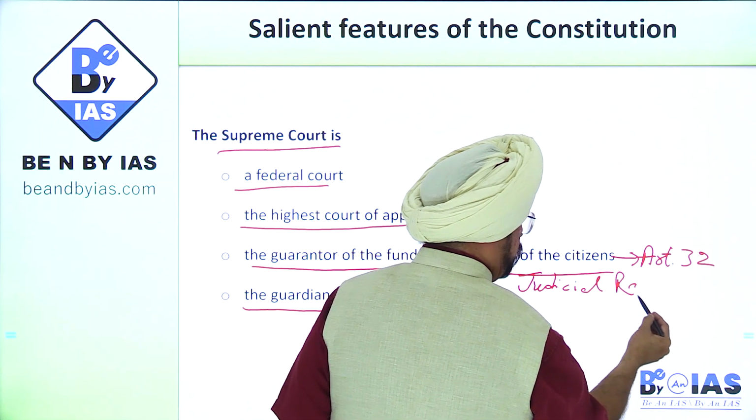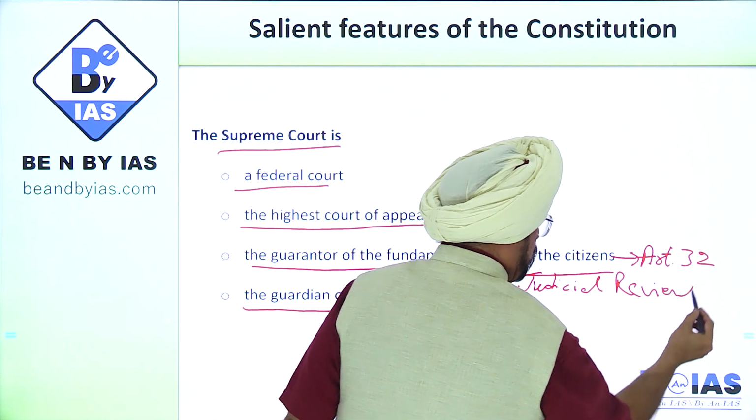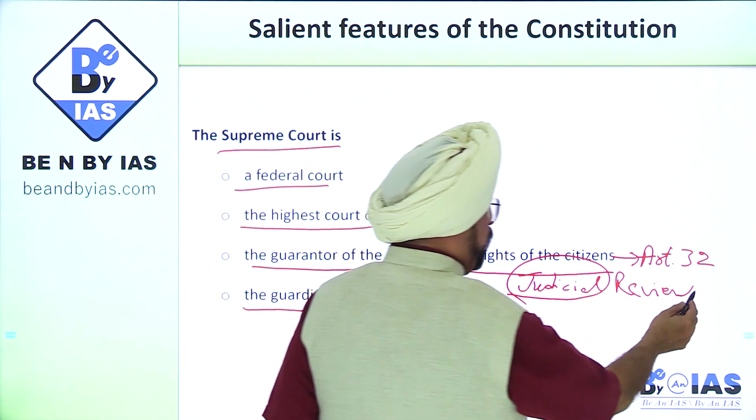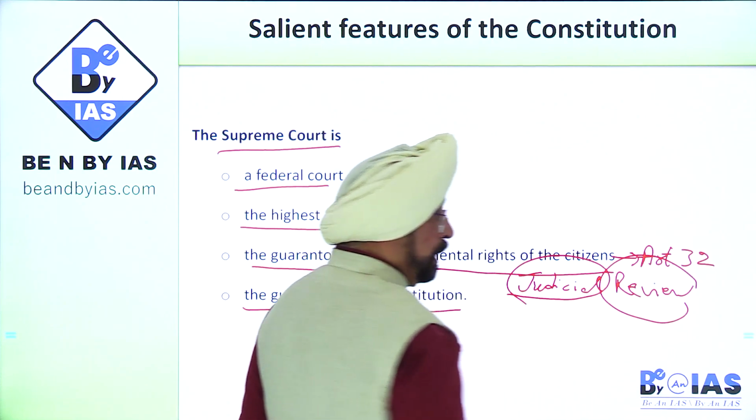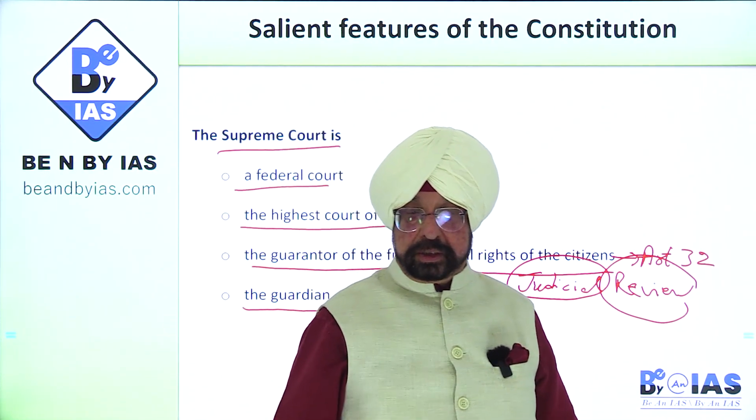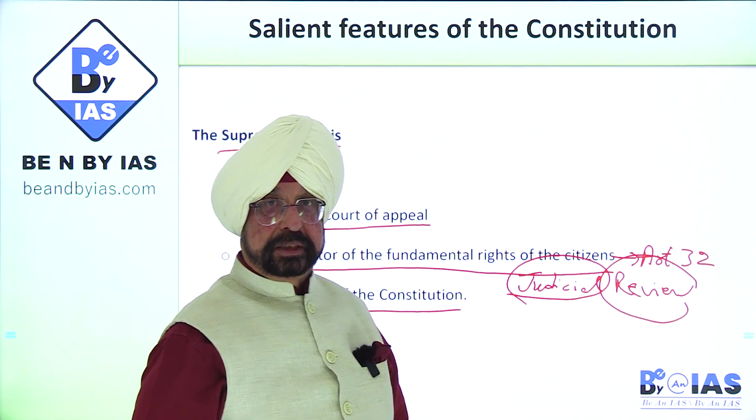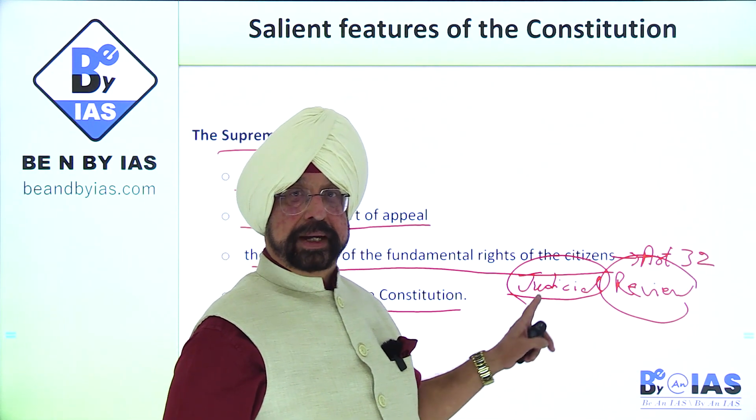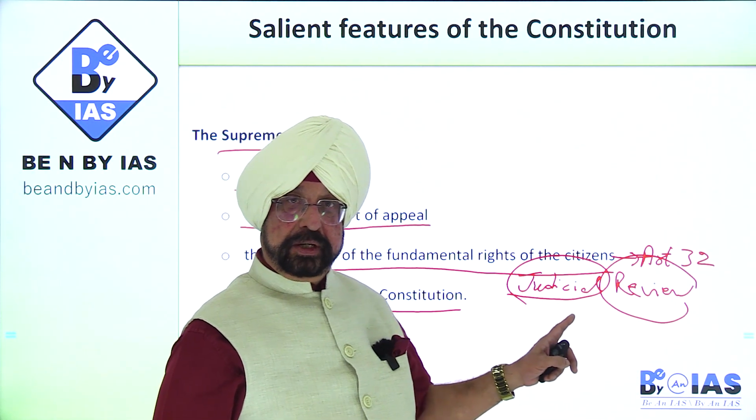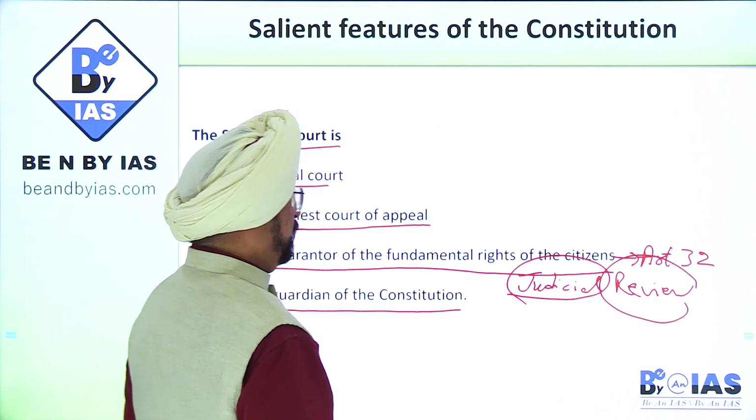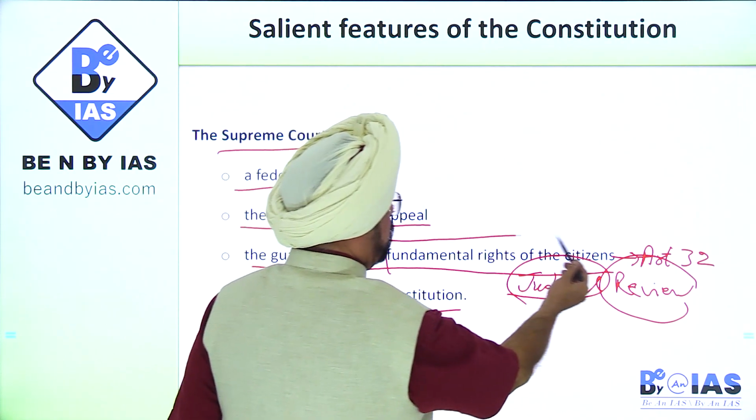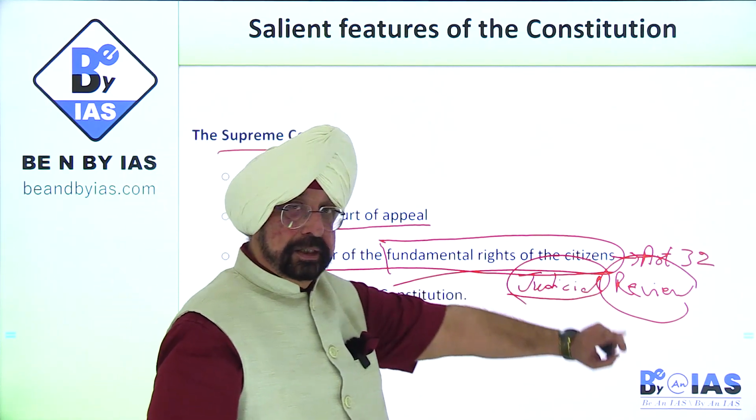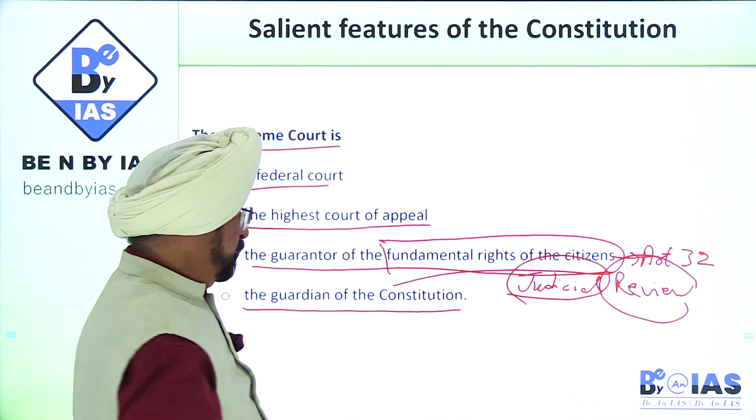What do you mean by judicial review? Judicial is by the judicial process, by the judiciary. Review means if any action is there, any law is there, any executive order is there, any executive action is there, it is subjected to a review by the judiciary. Judiciary will decide whether it is adversely affecting the fundamental rights of the citizens or not. That is under Article 32. It is also one of the fundamental rights.